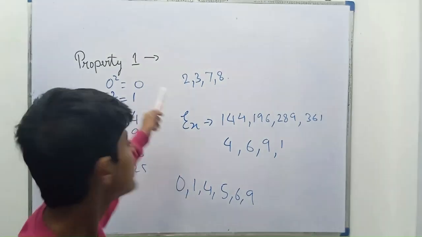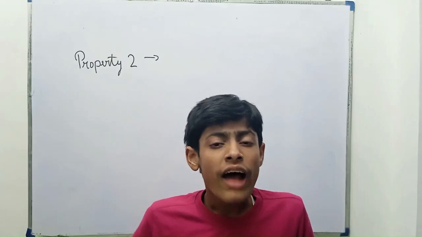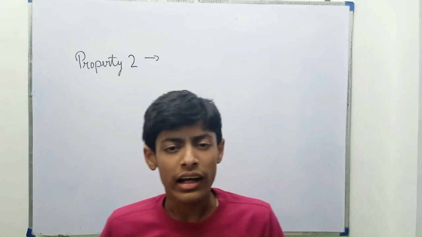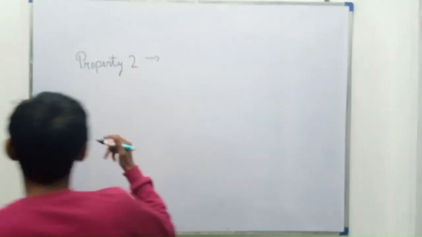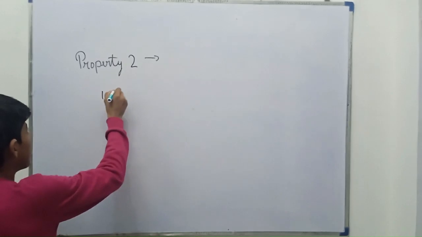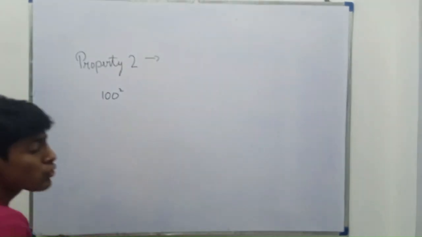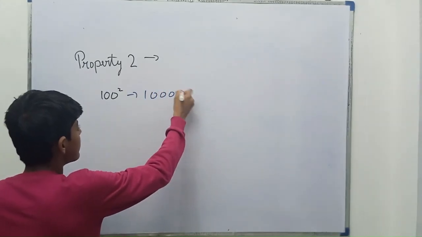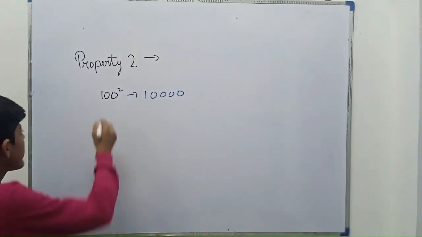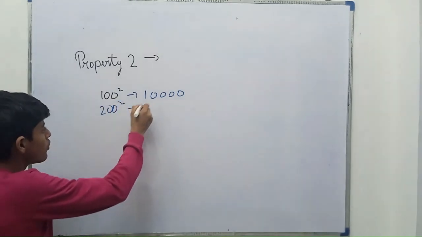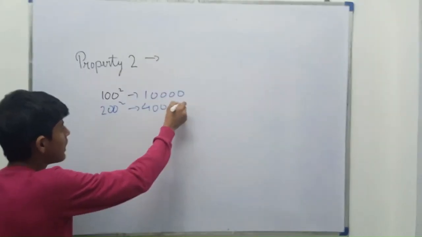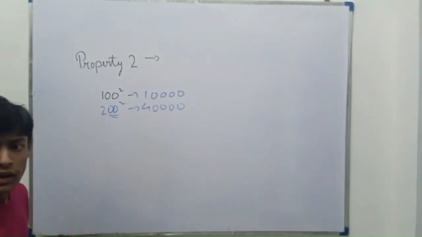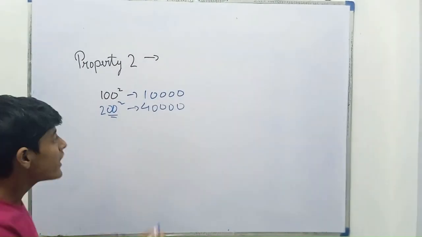Now let's see property number 2. Another property is that if a number has zeros, like 100, what will be the square of 100? The square of 100 will be 10,000. And what is the square of 200? It will be 40,000. Here we see that if a number has 2 zeros, then if we take out its square, it will have 4 zeros.